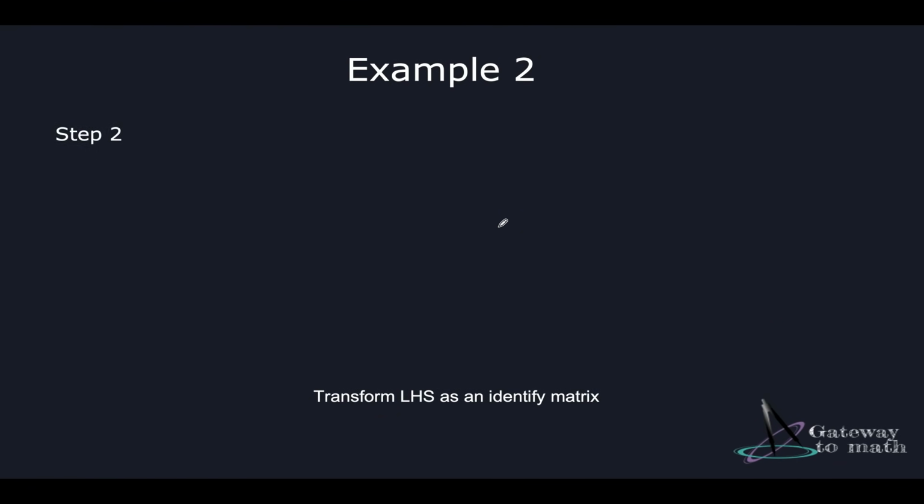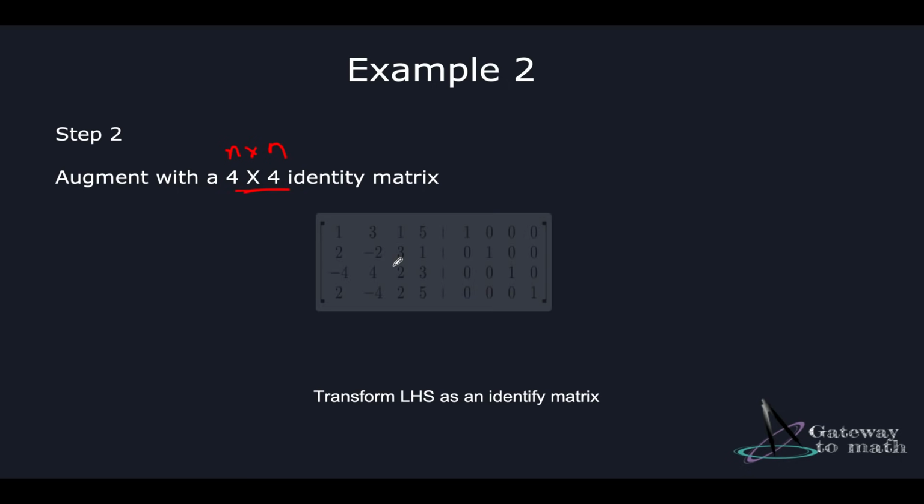How are we going to do that? This is step 2. Okay, so you augment your original matrix with an n cross n identity matrix. Our example was of a 4 cross 4 matrix. That is why we are augmenting it with a 4 cross 4 identity matrix.